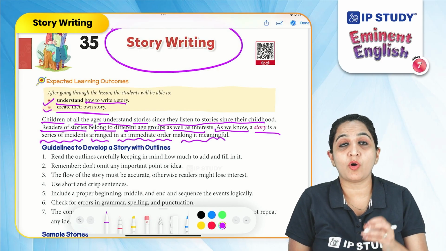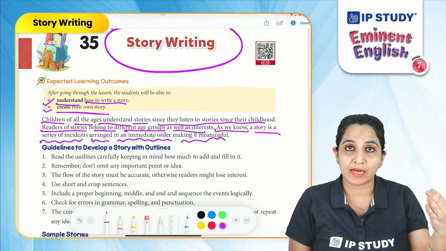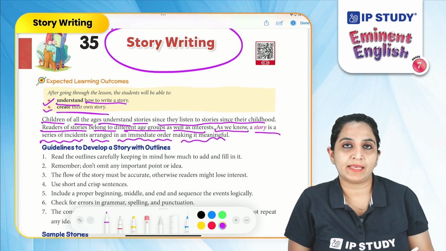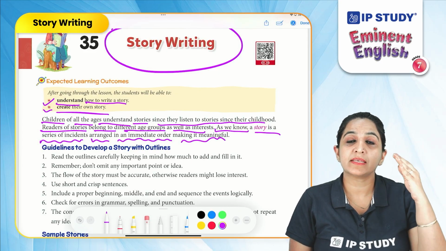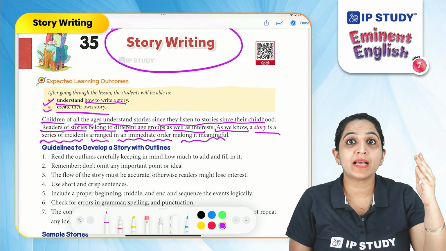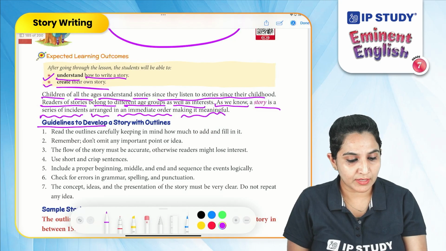As we know, a story is a series of incidents arranged in an immediate order, making it meaningful. That means a story always follows a logical flow. That means if you have started a story with a crow, you end it with a crow only. That means it should be consistent. The facts and the events in the stories should have a logical flow, should have a sequence and should have consistency.